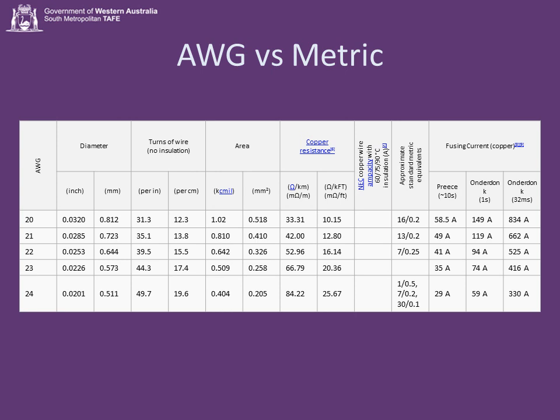So the American wire gauge is a number that goes up, and as it goes up, the cable gets thinner. So 20 gauge cable is 0.8 millimeters diameter, and 24 gauge cable is 0.5 millimeters diameter. Horrible system, but the Americans like it.